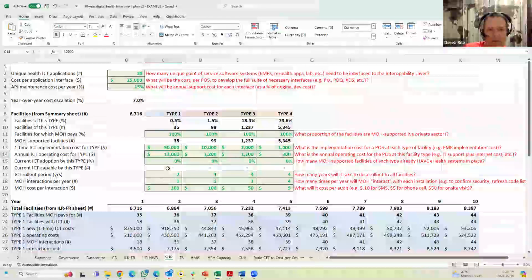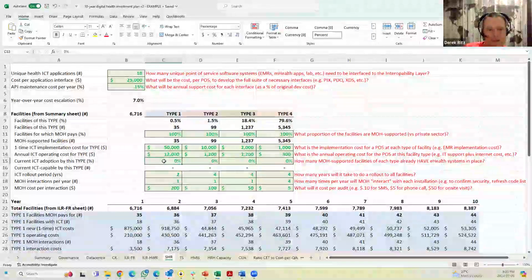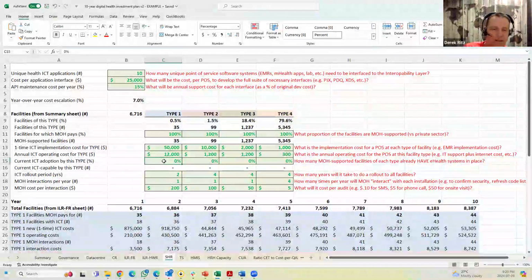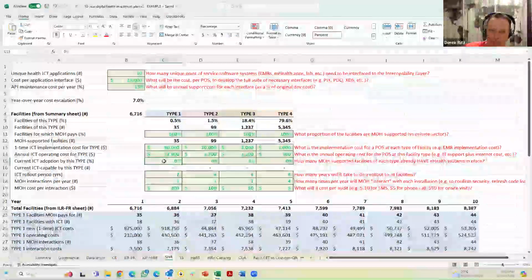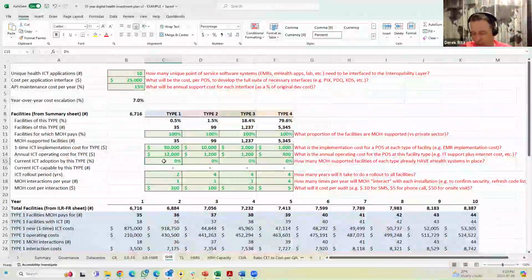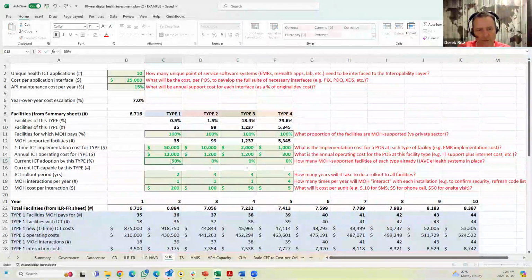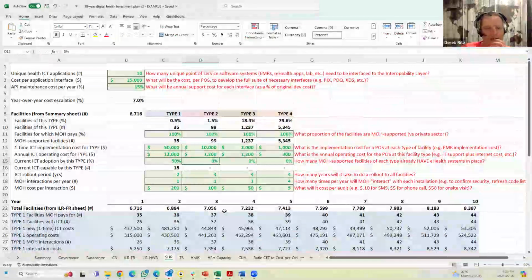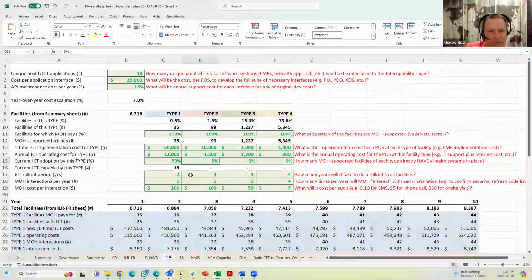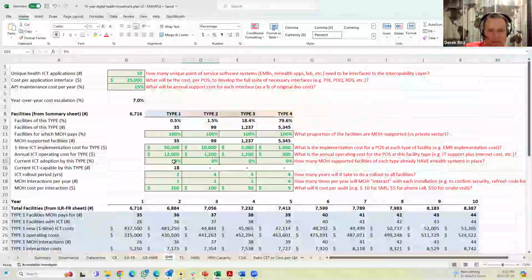What's the annual operating cost? What's the current adoption rate of ICT? So if they're at a standing start for all of them, then it's zero. If you said that half the hospitals have already got something, you could say that 50% of the hospitals already have ICT implemented, then you only have to do the rest of them.